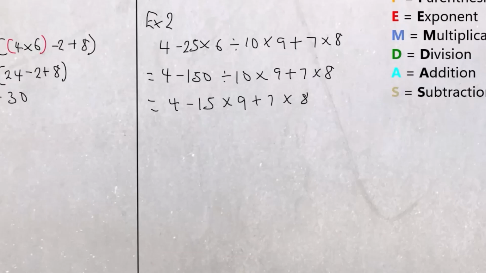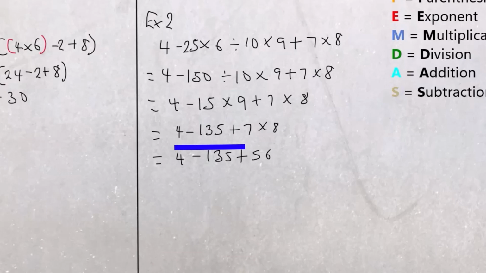Here, multiplication should come first. 4 minus 15 times 9 is 135. Then bring down the other ones. We still have multiplication. So bring down the other ones. 7 times 8 will give us 56. Addition and subtraction. The one that comes first is subtraction from the left. 4 minus 135 will give us minus 131.